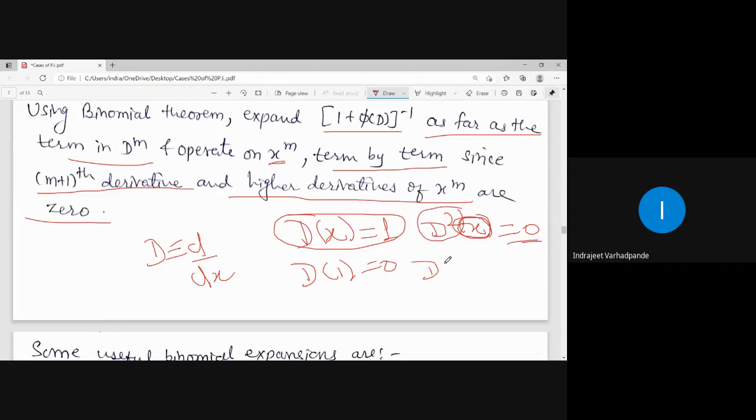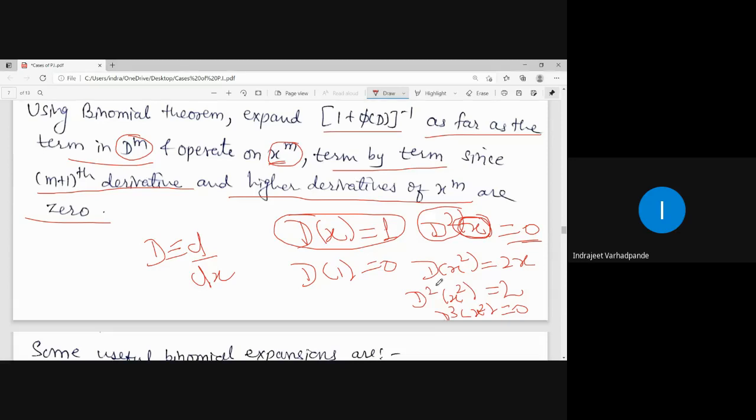What is D of x square? 2x. What is the D square of x square? 2. What is the D cube of x square? 0. So did you get the meaning of what we have written over here? As far as the term D to the power m operate on x to the power m.